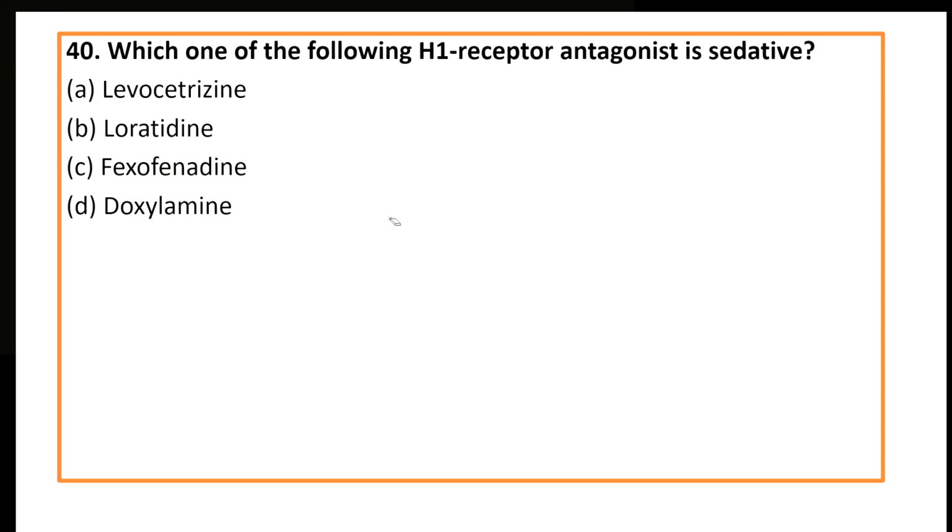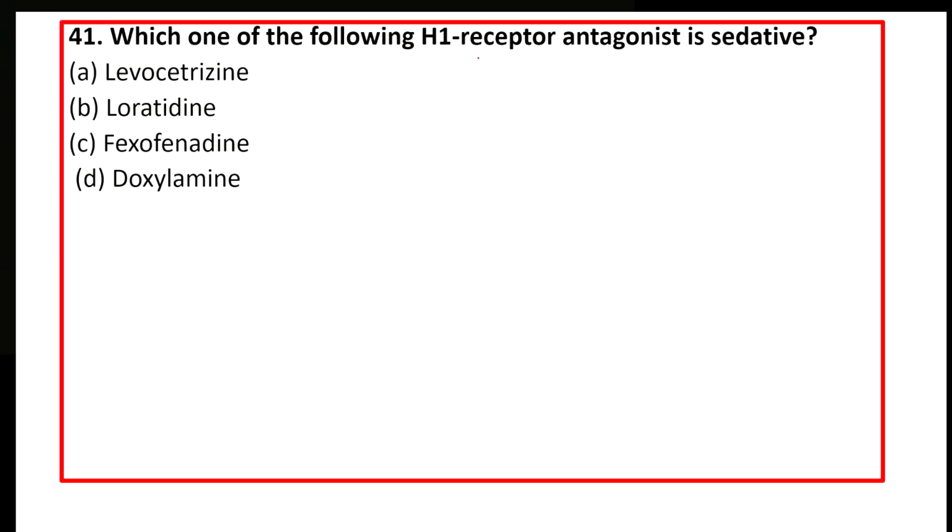Question number 40. Which one of the following, let me take a pen. Which one of the following is an H1 receptor antagonist? Okay, sorry, that we have completed, doxylamine. Question number 41.